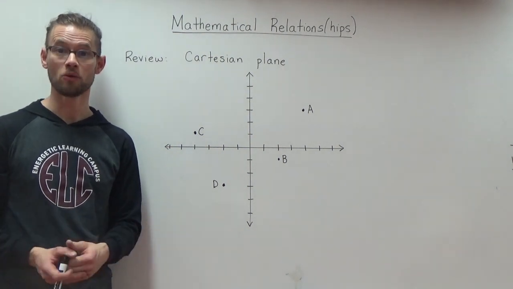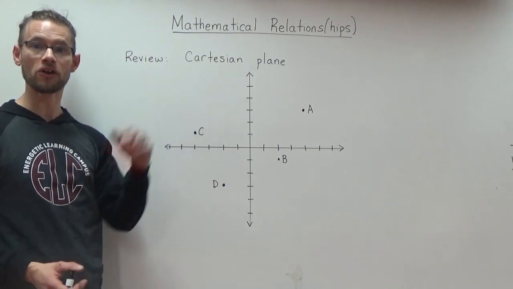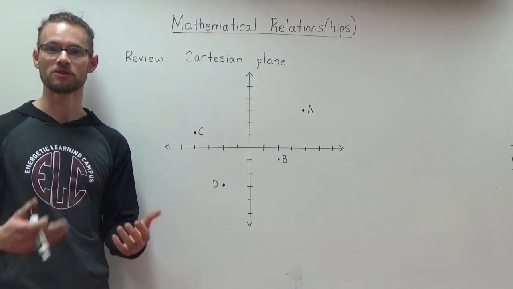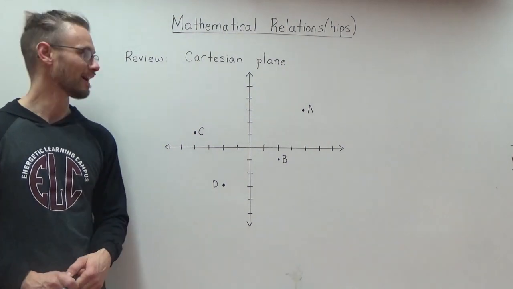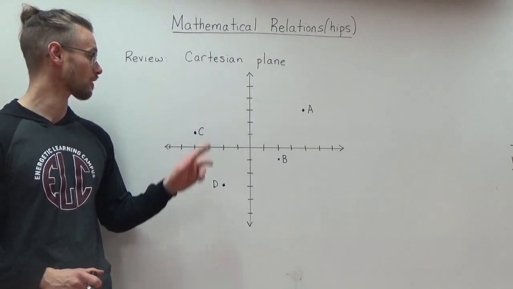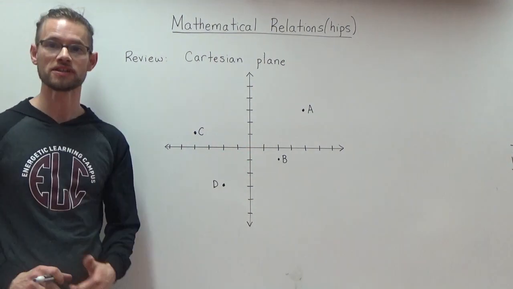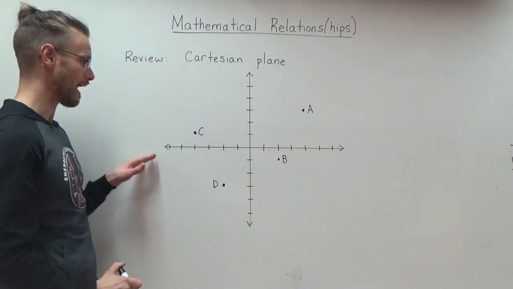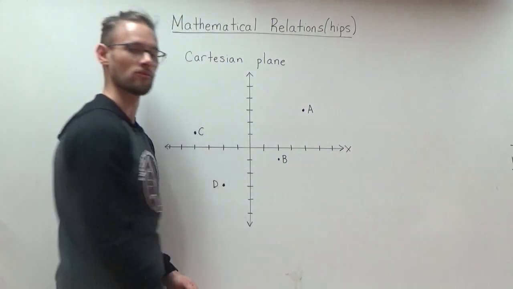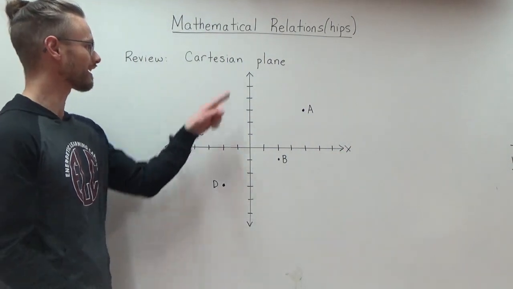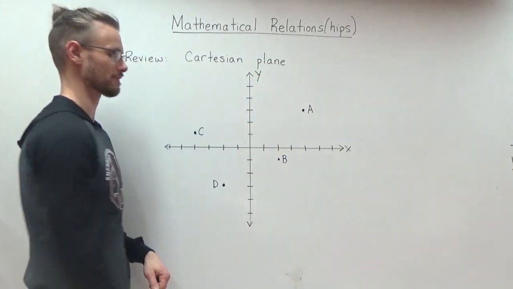To get started, we're going to review the Cartesian plane. And it's called the Cartesian plane, if you're curious, because René Descartes, a French mathematician in 1637, decided that we should be able to describe different points using two intersecting axes. And the horizontal axis is always called the x-axis, usually, and the vertical axis is usually called the y-axis.